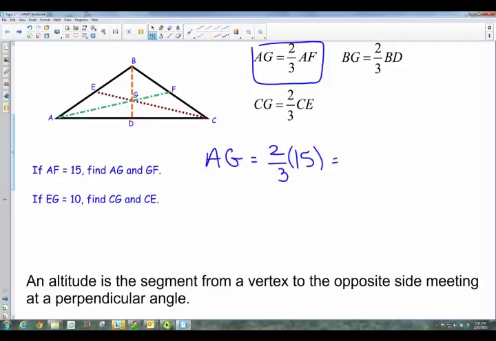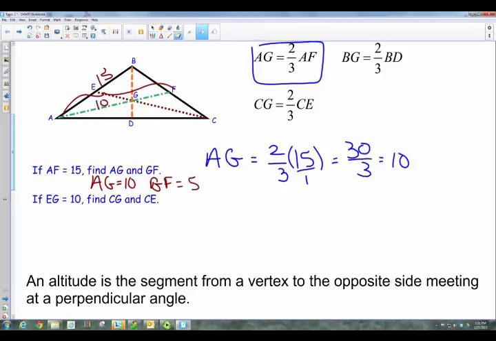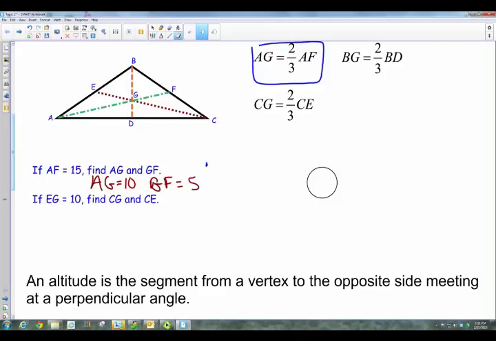And so you solve this out. You take 15 over 1, multiply straight across, you got 30 over 3, which is 10, and so AG is 10. And we've got that. Well, since AG is 10, the whole thing is 15, that means that GF would have to be 5, or 15 minus 10, and there's that. You could even do that using that segment addition postulate.